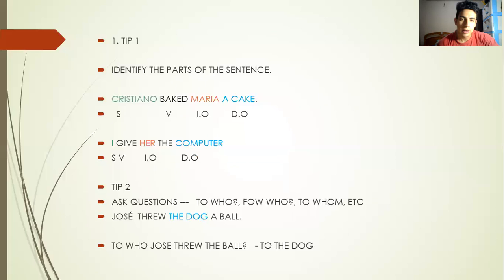I give her the computer. The subject is I, the verb is give, the computer is the direct object, and her is the indirect object.